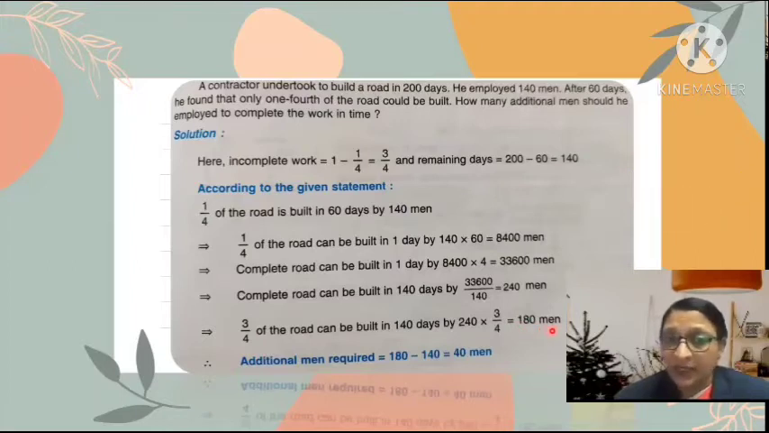So as per requirement, we need to calculate how many additional men should be employed. So from 180 we will subtract 140 men which were already there on the site of work. So we get here 40 men. So 40 more men we have to employ on the work.